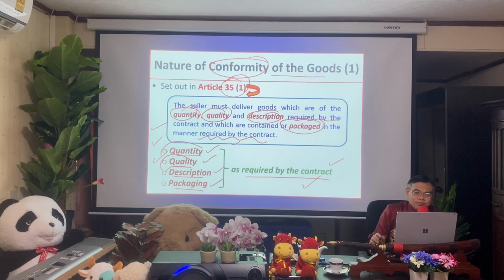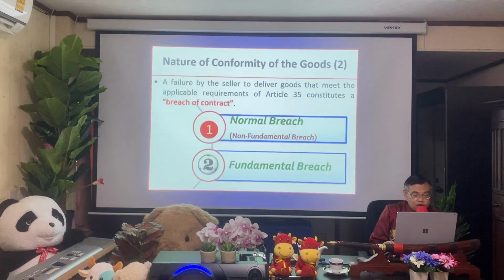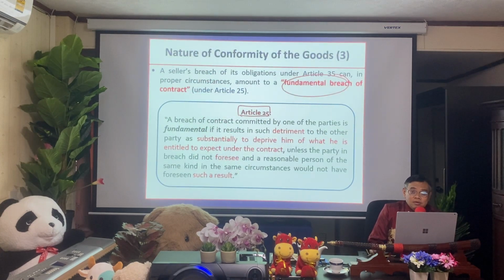Now back to Article 35.1. If the quality, description, or packaging does not conform with the contract, then it may be a normal breach, or in some cases it may be a fundamental breach, or FB. FB will be constituted if the criteria under Article 25 are met. If we look at the wording of Article 25, we can digest the criteria. I'm going to read the wording of Article 25 first.